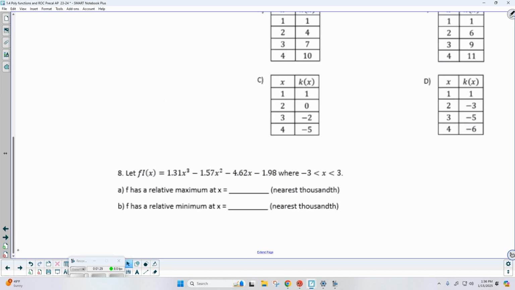All right, so f of x equals 1.31x cubed minus 1.57x squared minus 4.62x minus 1.98, where the domain is between negative and positive 3. So we're looking to find a relative maximum and relative minimum for the polynomial. Okay, so this one is strictly a calculator problem. So let me come on over here. We'll go ahead and plug this in.